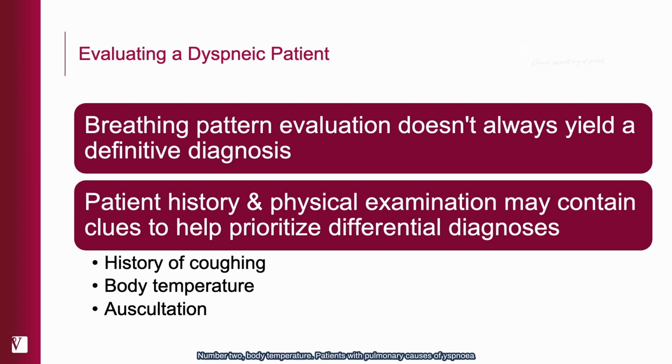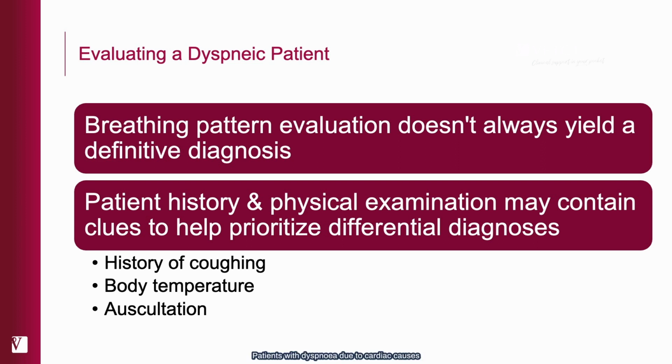Patients with pulmonary causes of dyspnea often have normal or elevated body temperatures, while those with congestive heart failure, for example, typically have low normal temperatures or are presented with hypothermia. So unless a patient is in late decompensatory shock, you should prioritize cardiac causes of dyspnea over pulmonary causes in a dyspneic hypothermic cat. And number three, auscultation.